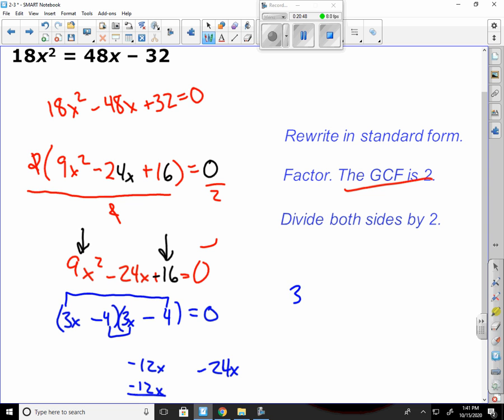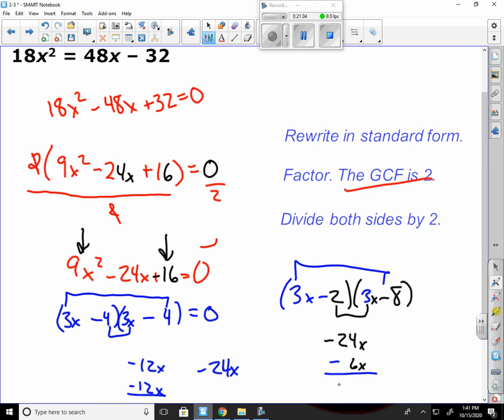If I'd done 8 and 2, then 3 times negative 8 gives me negative 24x. Inside would be negative 6x. Now I have negative 30x, which is not the same as the original problem. So I would know that this is wrong.